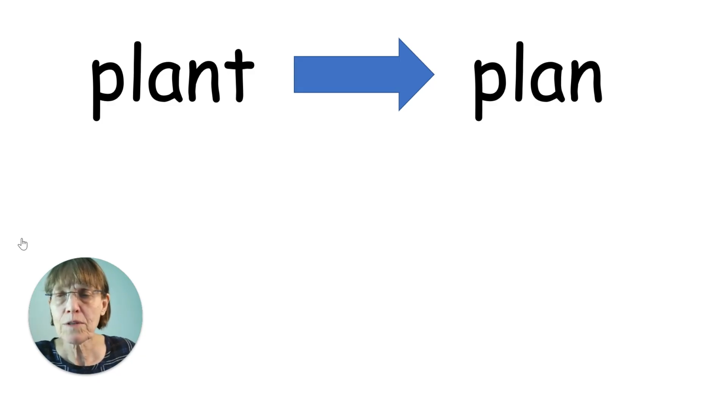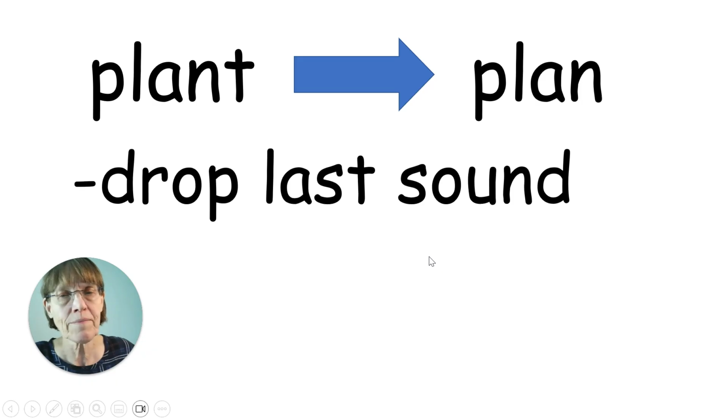So here we have the word plant. We have a blend, pl, 2 consonants. We have our vowel a, and then we have a consonant blend, nt, plant, 5 sounds. But over here we still have the blend, pl, and the vowel a, and the n sound, but the t is dropped. It's gone. So now we only have 4 sounds, not 5. So we drop the last sound.